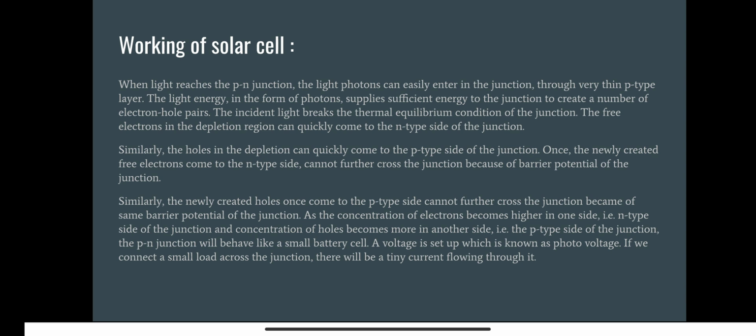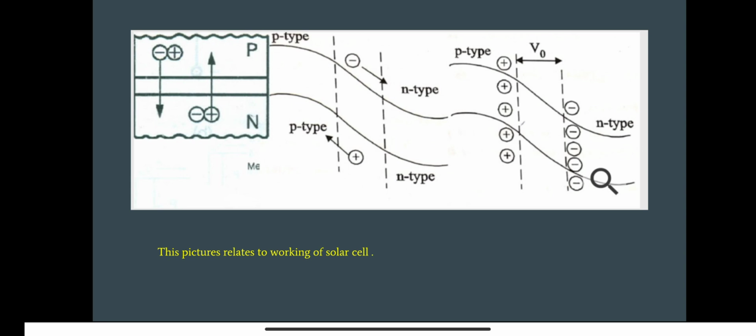As the concentration of electrons becomes higher on the N-type side of the junction and the concentration of holes becomes higher on the P-type side, the PN junction behaves like a small battery cell. A voltage is set up, which is known as a photo voltage. If we connect a small load across the junction, there will be a tiny current flowing through it. This picture relates to the solar cell.